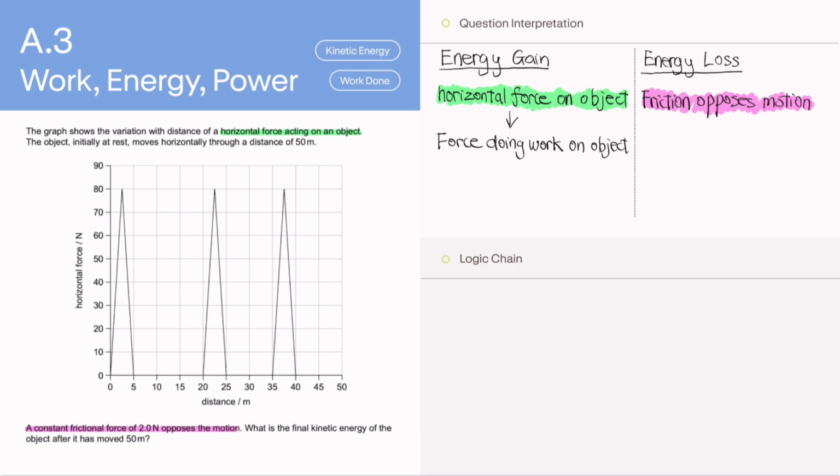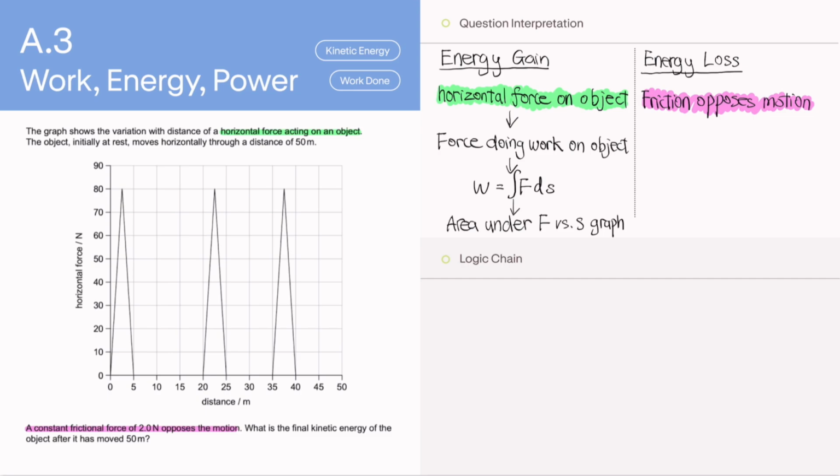The energy gain comes from the horizontal push force doing work on the object. From your school notes, work done equals force acting on the object times s, the displacement the object traveled. This is true only when force is constant. More generally, work done is the integral of force over displacement. Don't panic. You're not tested on integration in IB physics. Just remember, work done is the same as the area under a force displacement graph. That's it for energy gain, and let's move on to energy loss.